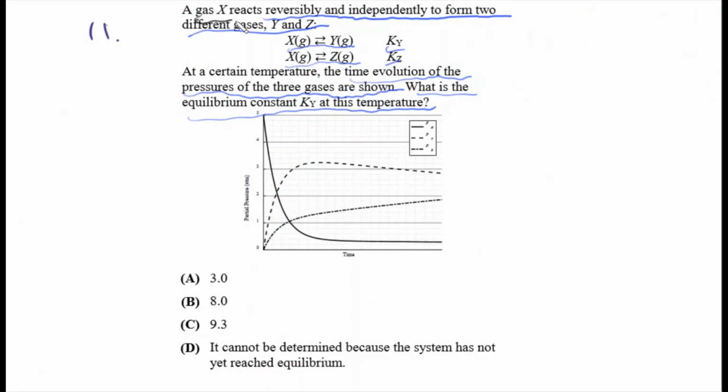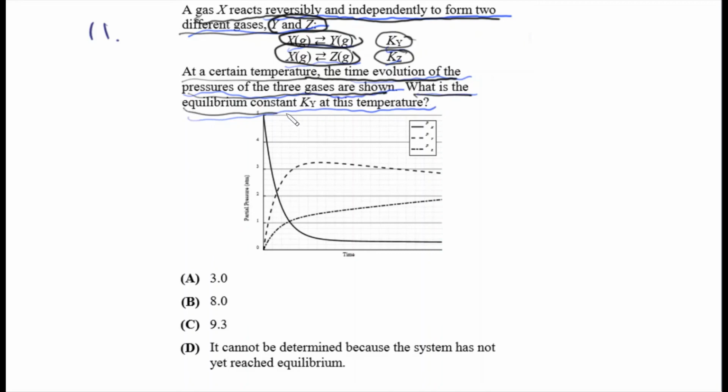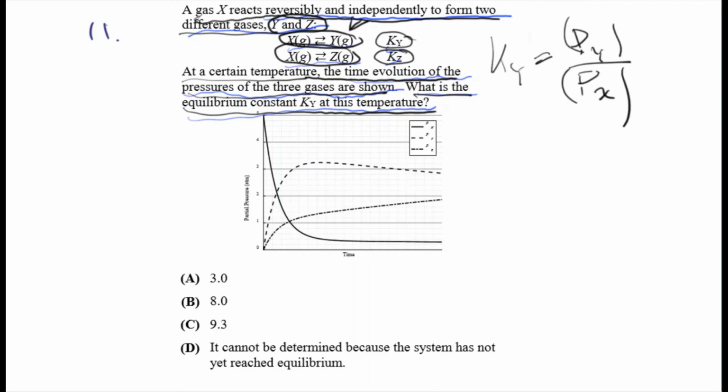Number 11. A gas X reacts reversibly and independently to form two different gases, Y and Z. So here we have two reactions, each with their individual Ks. At a certain temperature, the time evolution of the pressures of the three gases are shown. What is the equilibrium constant Ky at this temperature? So the first question I would ask is, what is Ky? Well, Ky, according to this reaction over here, is equal to the partial pressure of Y over the partial pressure of X. So the next question is, how do we find these equilibrium partial pressures?